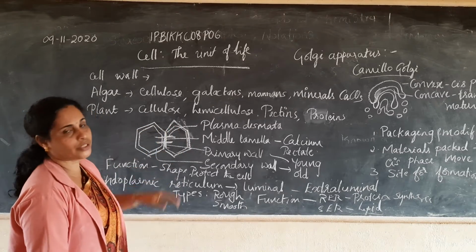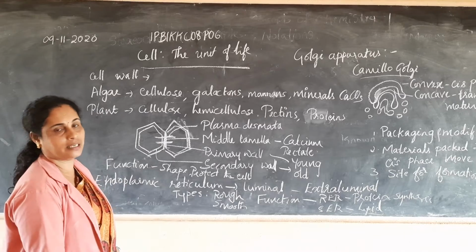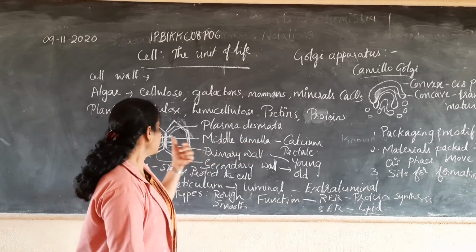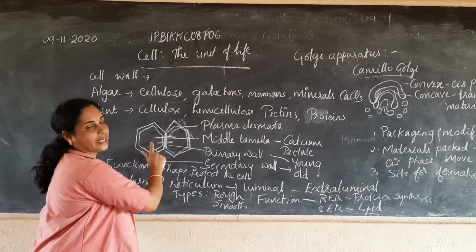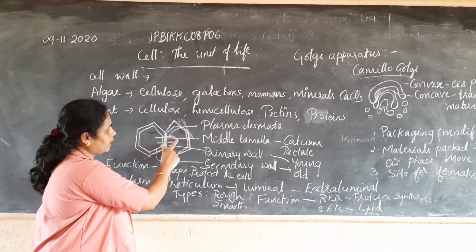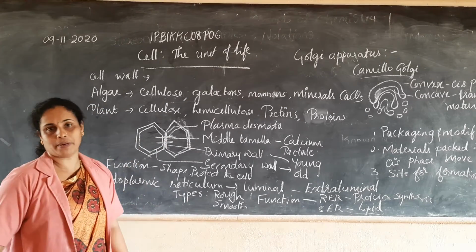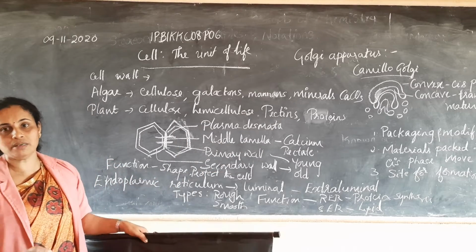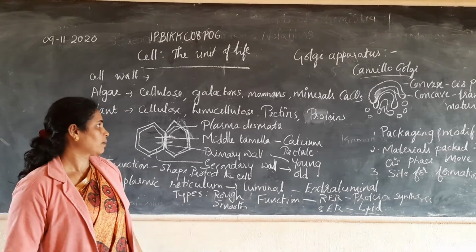Then between two plant cells, there is one more layer present that is called the middle lamella. This middle lamella connects the two neighboring cells, and it is made up of calcium pectate. The chemical composition of the middle lamella is calcium pectate.